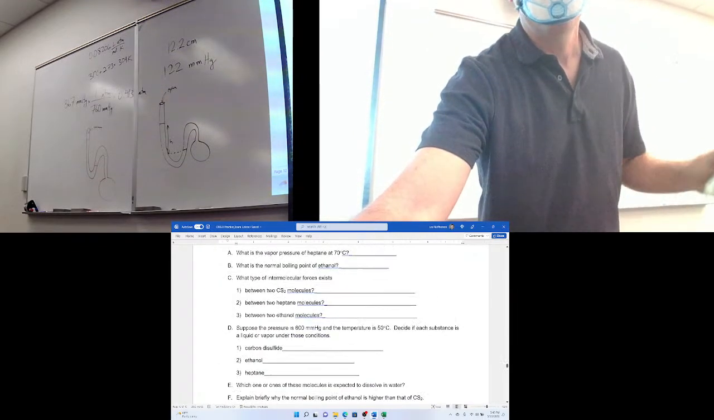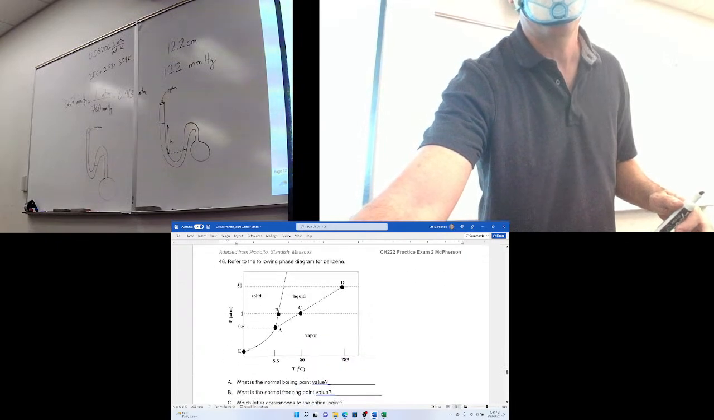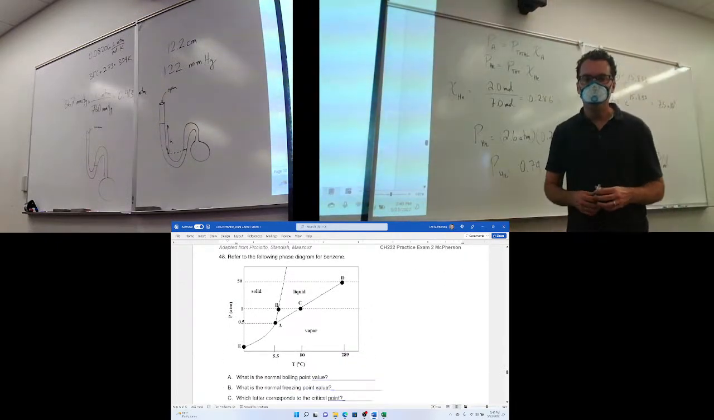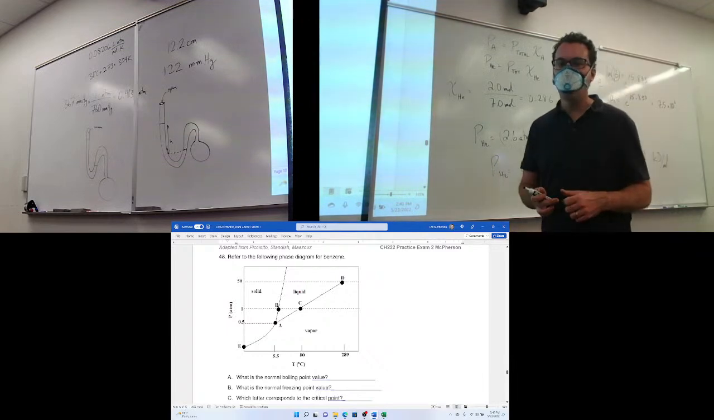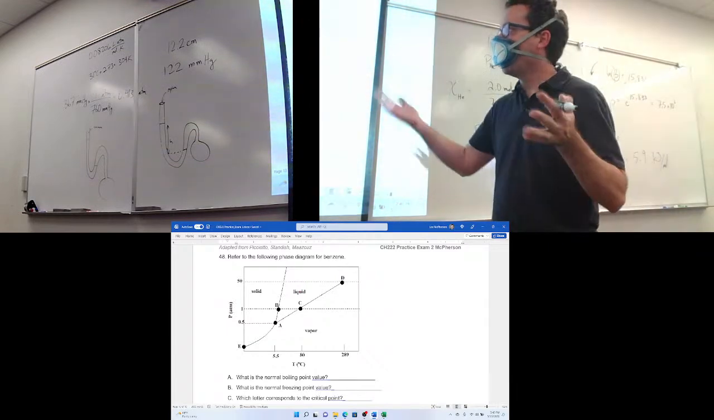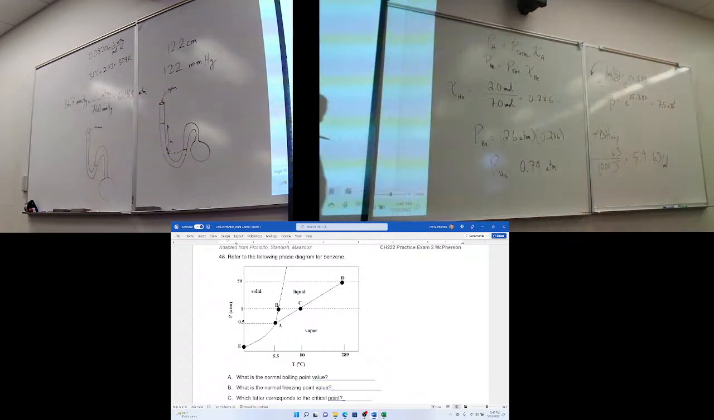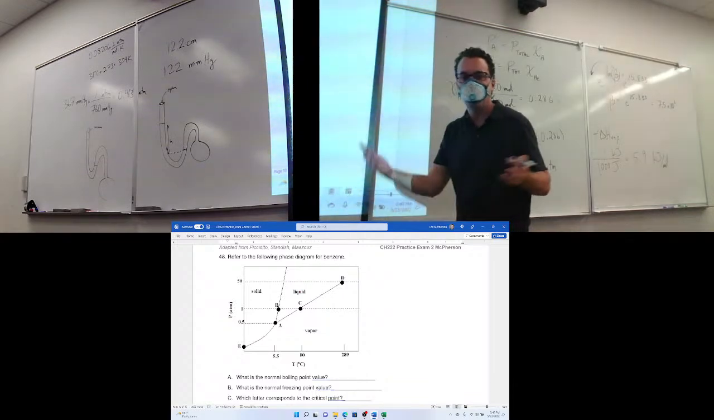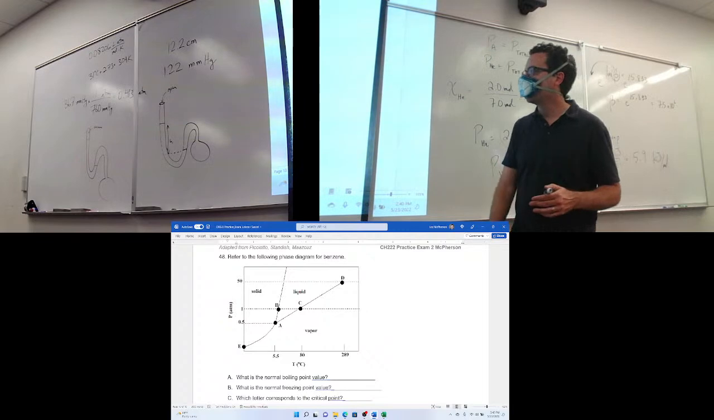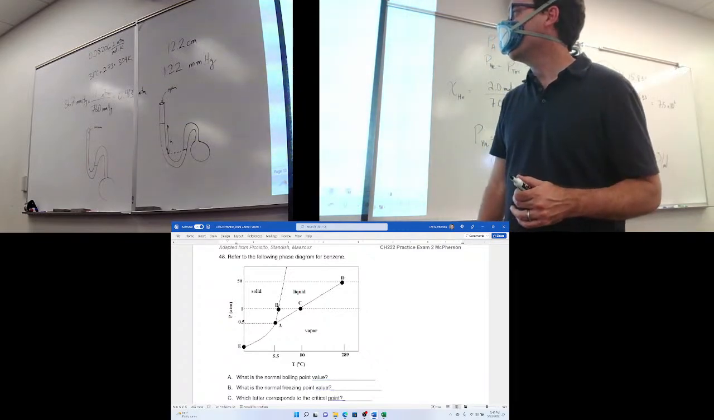So okay, let's skip this real quick. Come back to this phase diagram for benzene. So what is the normal boiling point value? Again, normal is the pressure we're used to, 1 atmosphere. Well, the liquid to vapor or gas boundary is right there at 1 atmosphere. It's hard to see. Just a little bit under 80, 78, something like that. That would be the boiling point. I'll give you credit for close enough, okay? So 78 degrees C or so.